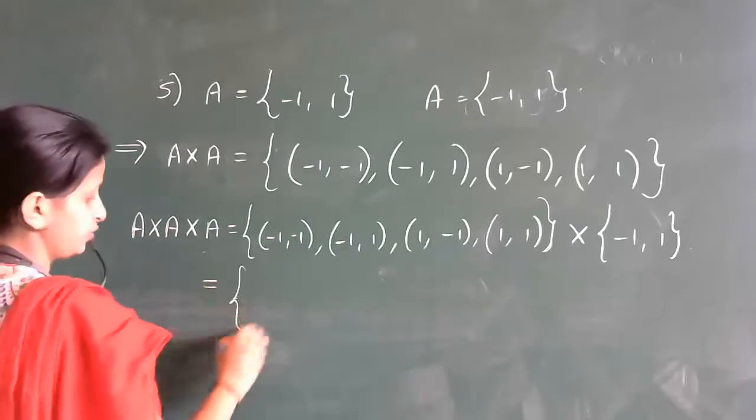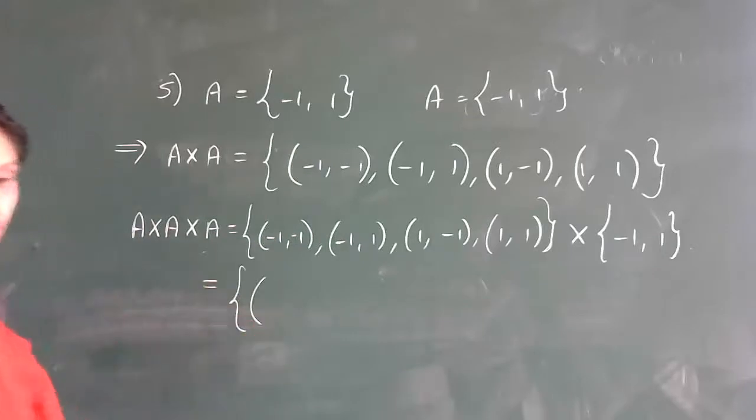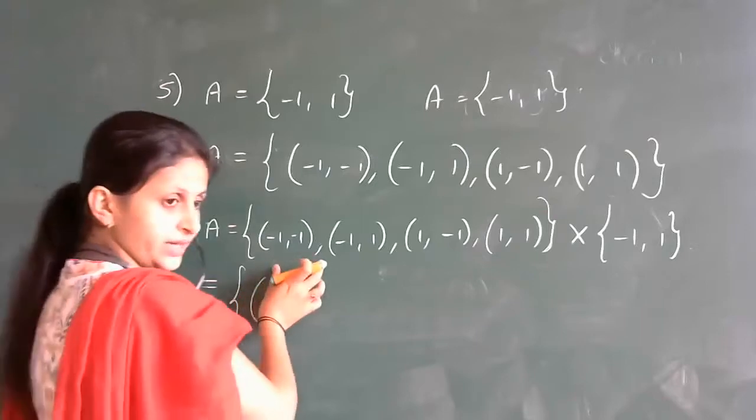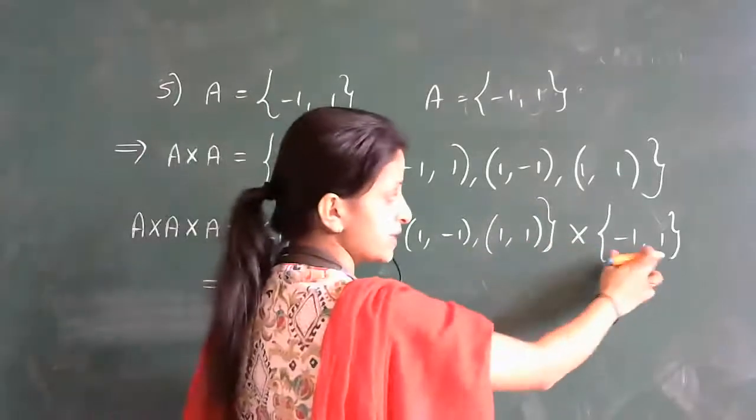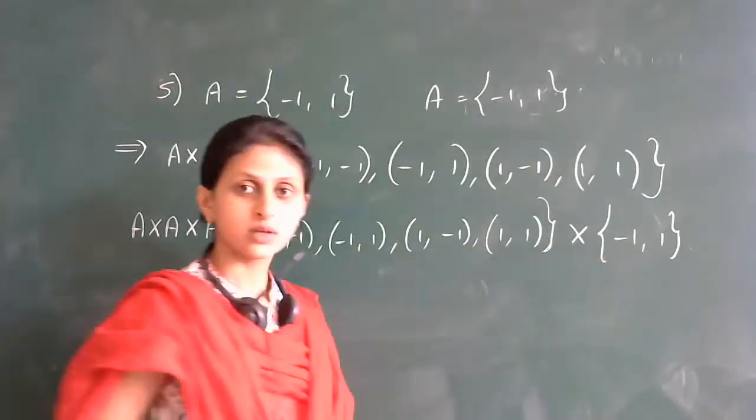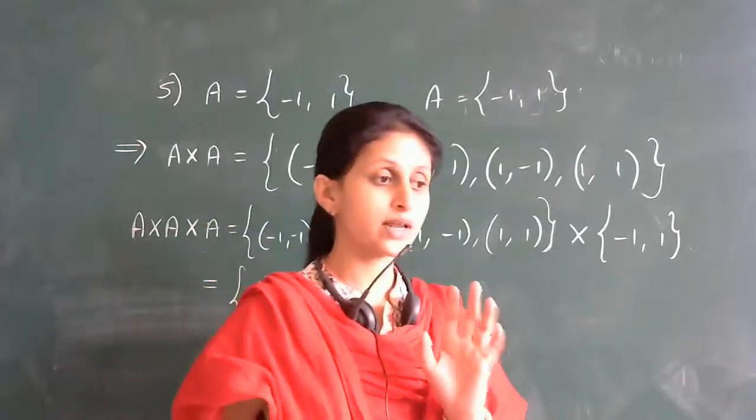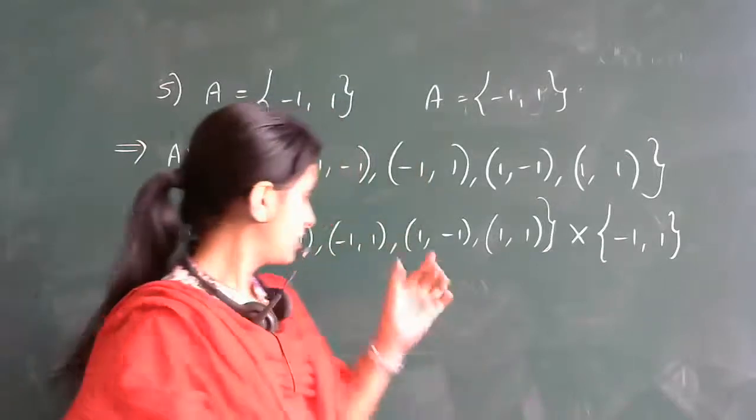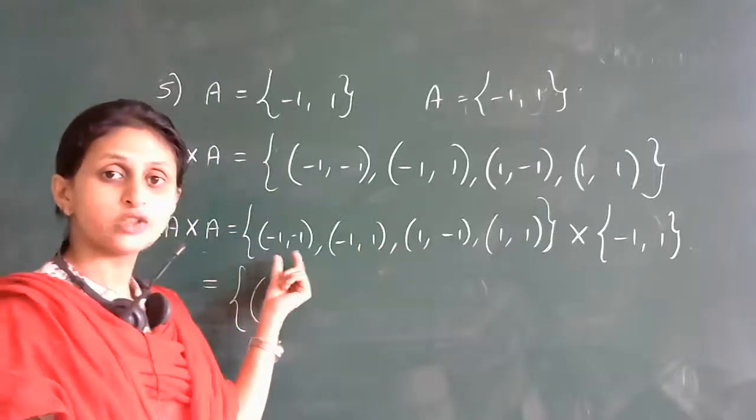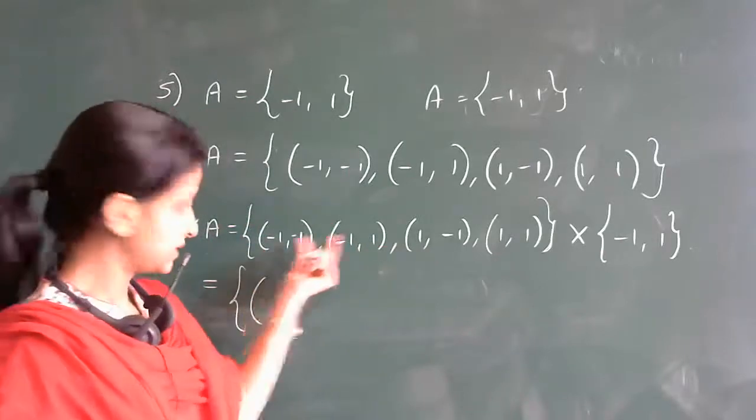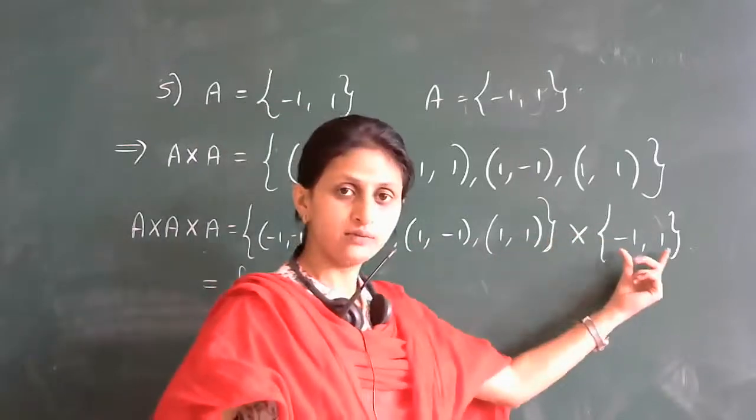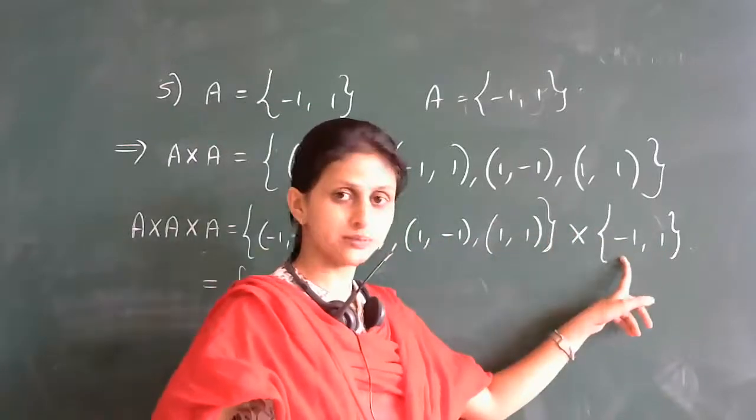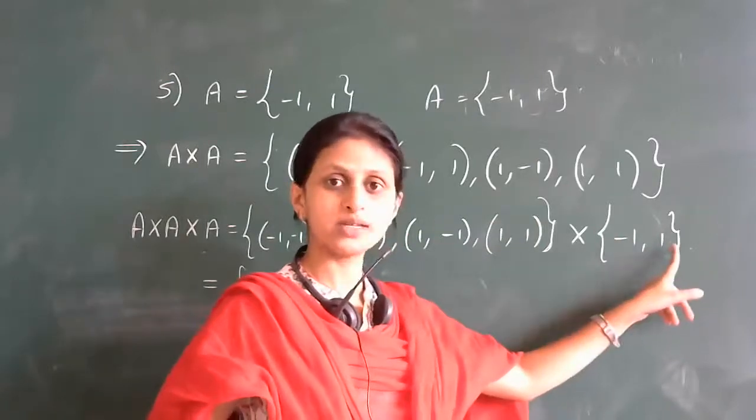Again what we have to do? See, you have to be very careful now. In this first set, we have elements as ordered pairs. And in the second set, we have elements as single digit numbers. Please, if you have any doubt, just clarify that right now, okay? In this first set, we have elements as ordered pairs. This is my first element, second element, third element, fourth element. But in the second set, we have only 2 elements and those are numbers. Minus 1 is 1 element, 1 is 1 element.